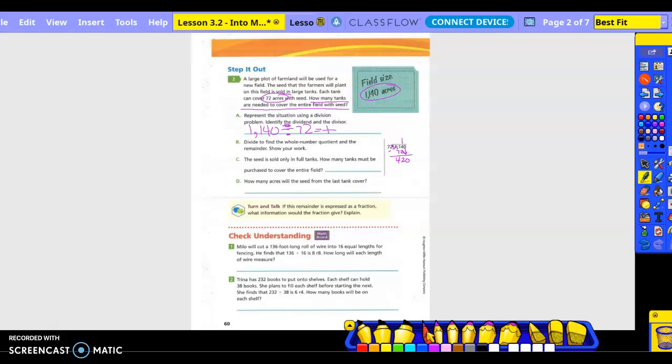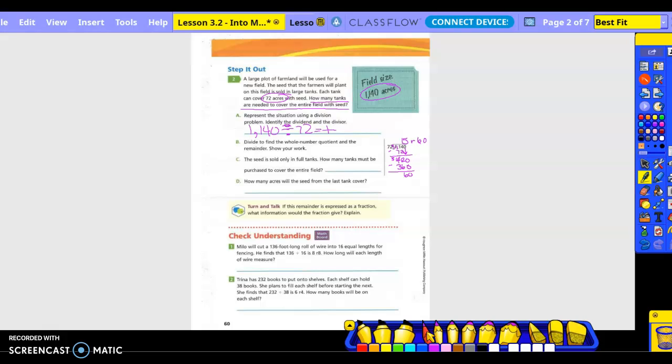72 into 420. 72 can be rounded to what? 70. 7 can go into 42, 6 times, but 72 is a little bit more, so it would be 5. 5 times 2 is 10, 0. Mentally carry the 1. 5 times 7 is 35, plus 1 is 36. This becomes a 12, this becomes a 3, so 60, right? 15 remainder 60.